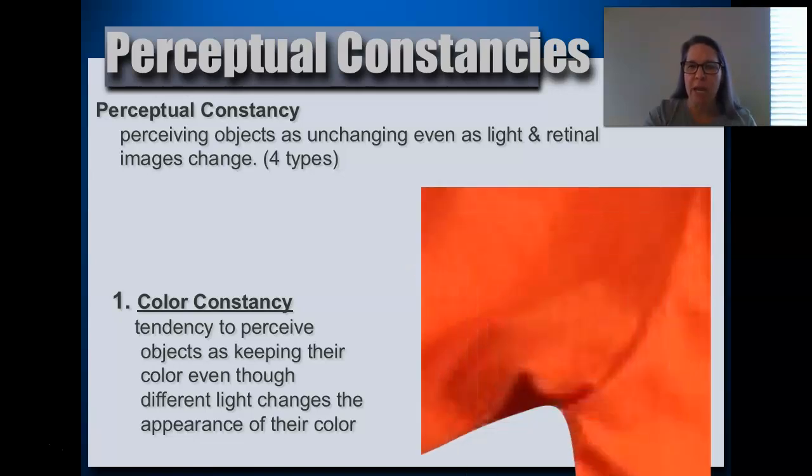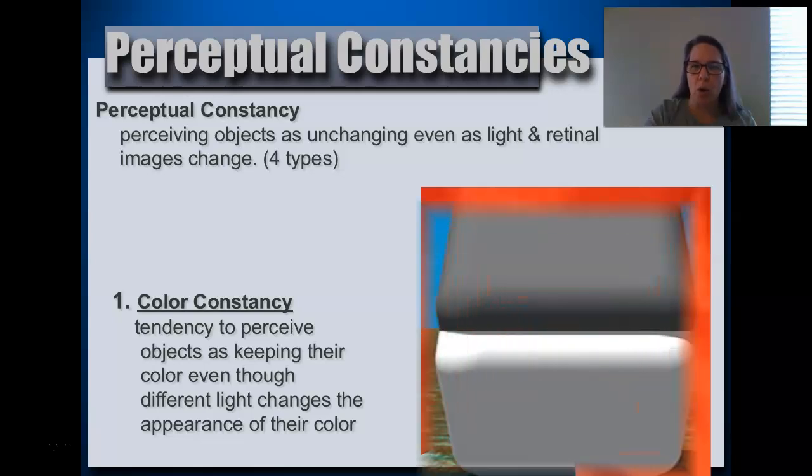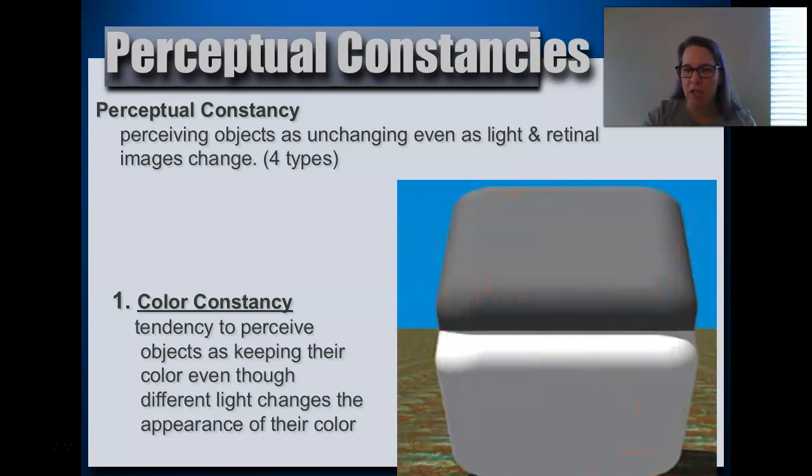If we zoom in on that a little bit, it does look a little bit darker in this area, but when we saw the shirt as one whole, we left it all as one color. Okay, so this image here, we have a box or a cube. The top part of the cube has a blue background, like the sky.